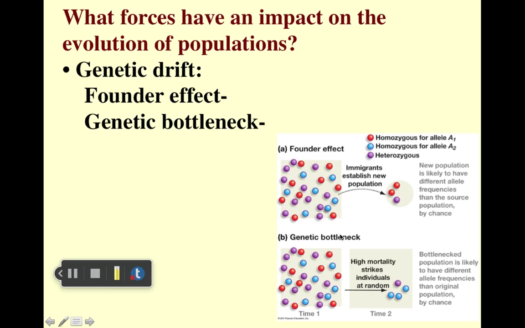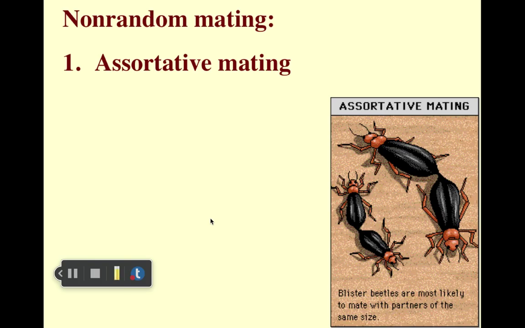Likewise, genetic bottleneck, similar idea, but the basic idea here is if a population is decimated by some catastrophic event, again, just by chance, some genotypes might survive more highly than others, again, just by chance. So again, these both represent examples of genetic drift, right? Random changes in allele frequencies over time.